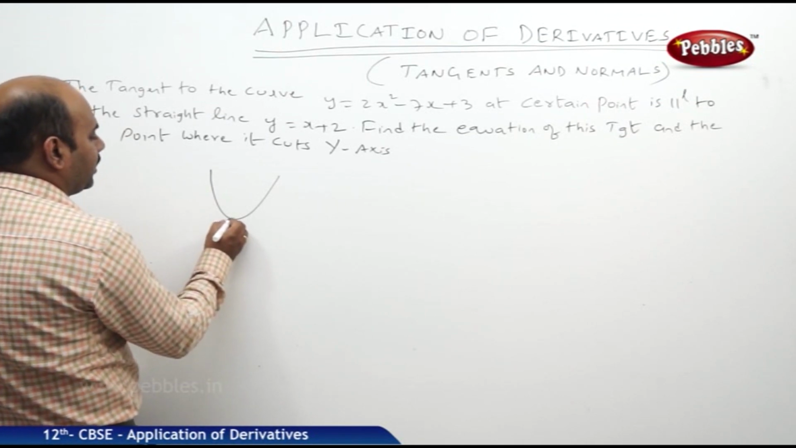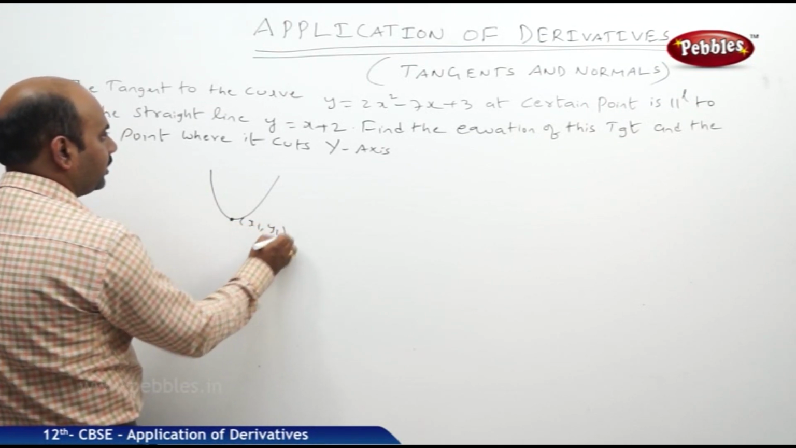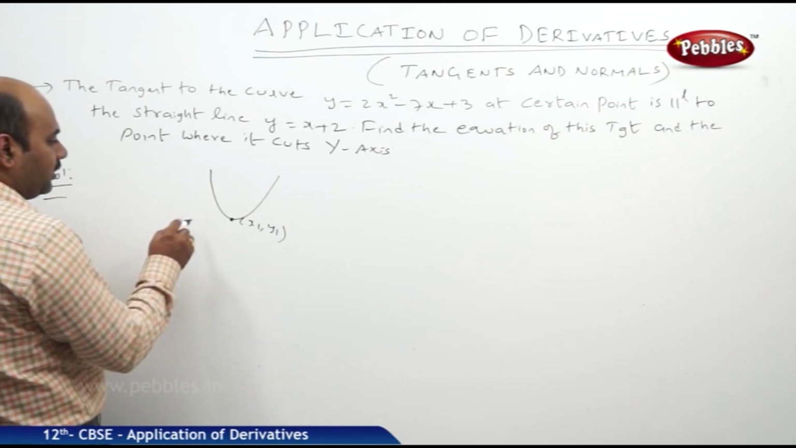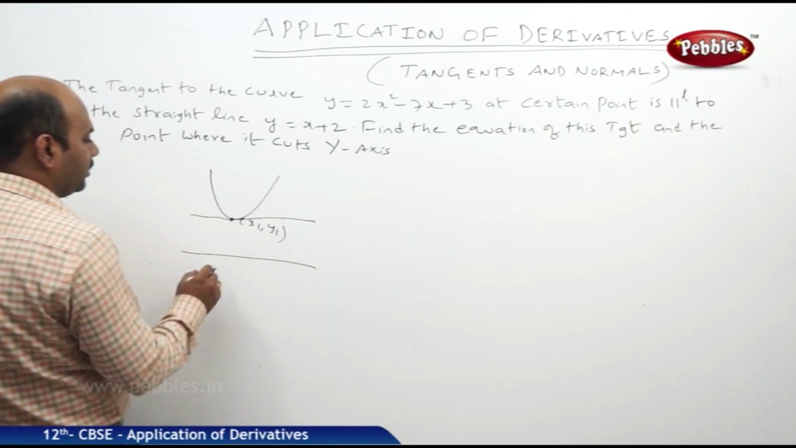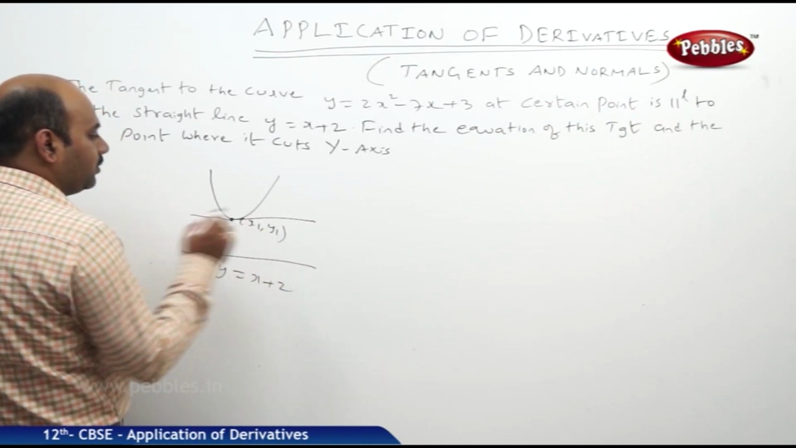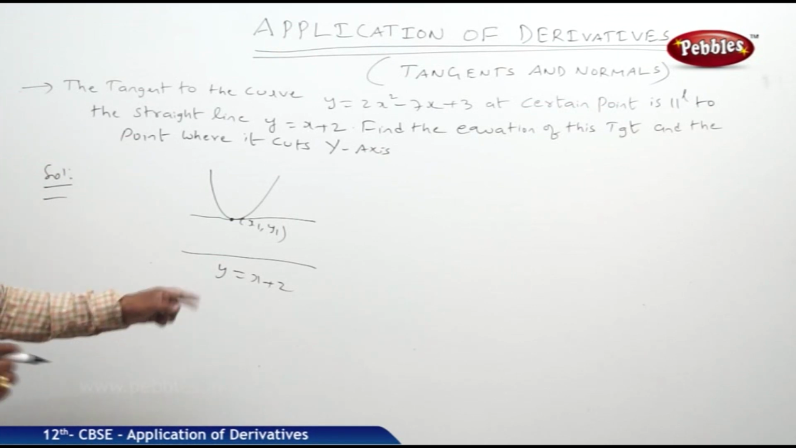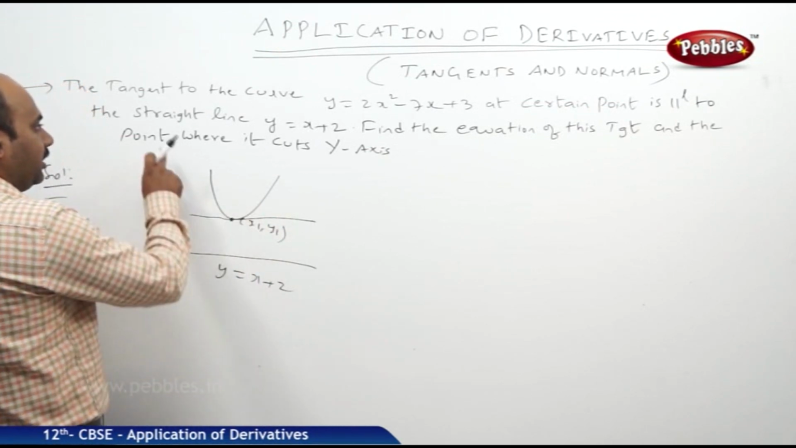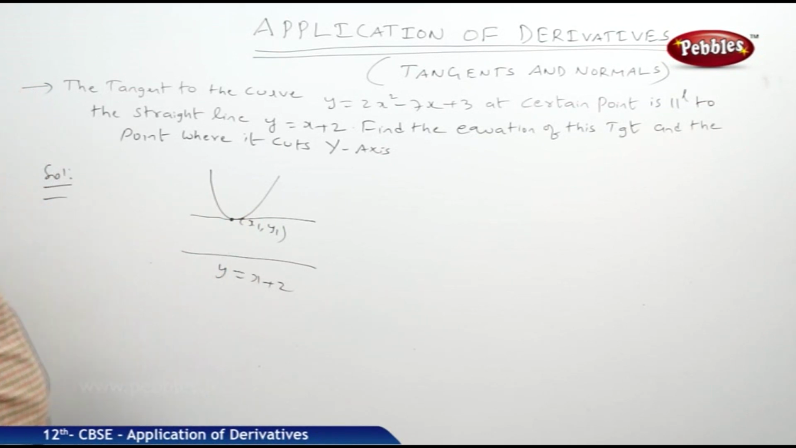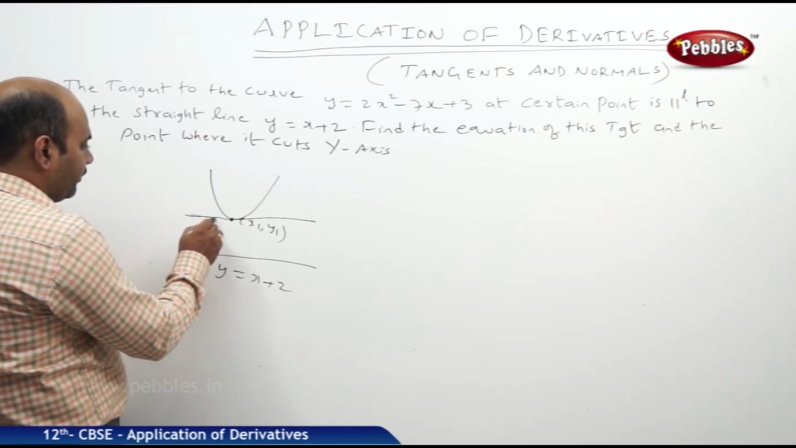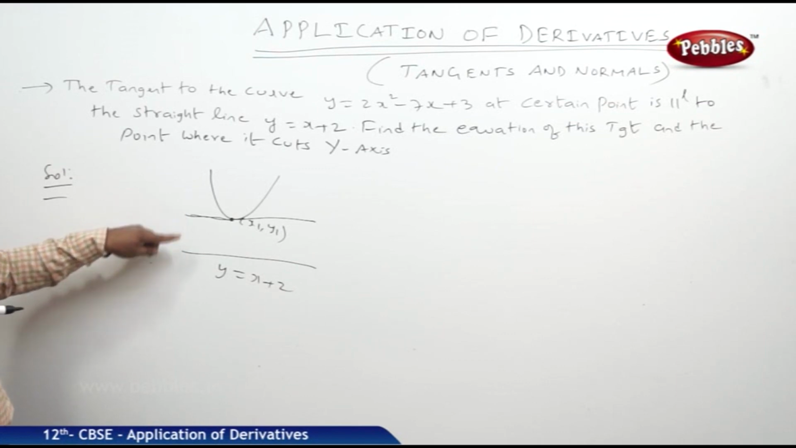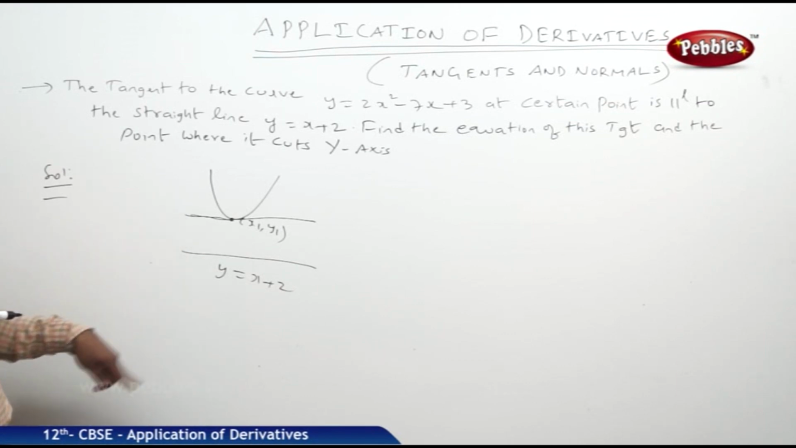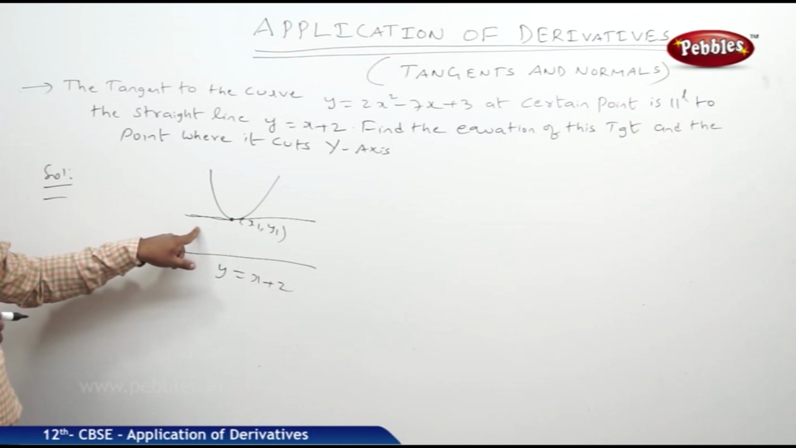Let that point be (x1, y1). The tangent at this point is parallel to the line y = x + 2. We need to find the equation of this tangent and the point where the tangent cuts the y-axis. From this figure we get an idea that the two lines are parallel. Two lines are parallel means their slopes are equal.